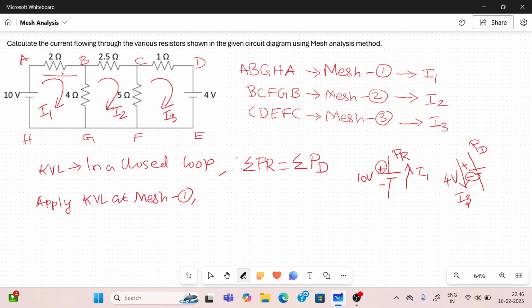A to B, B to G, G to H, H to A. This is the direction which is flowing, right? Yes. So as per that, you know the Ohm's law, right? What is the Ohm's law? If we are having a resistor, then voltage is directly proportional to the current at constant temperature.